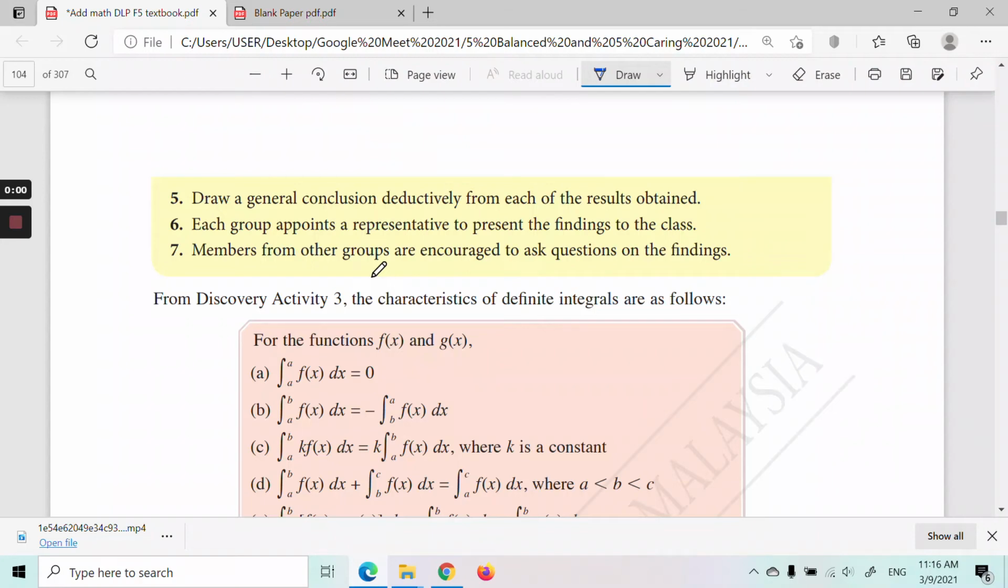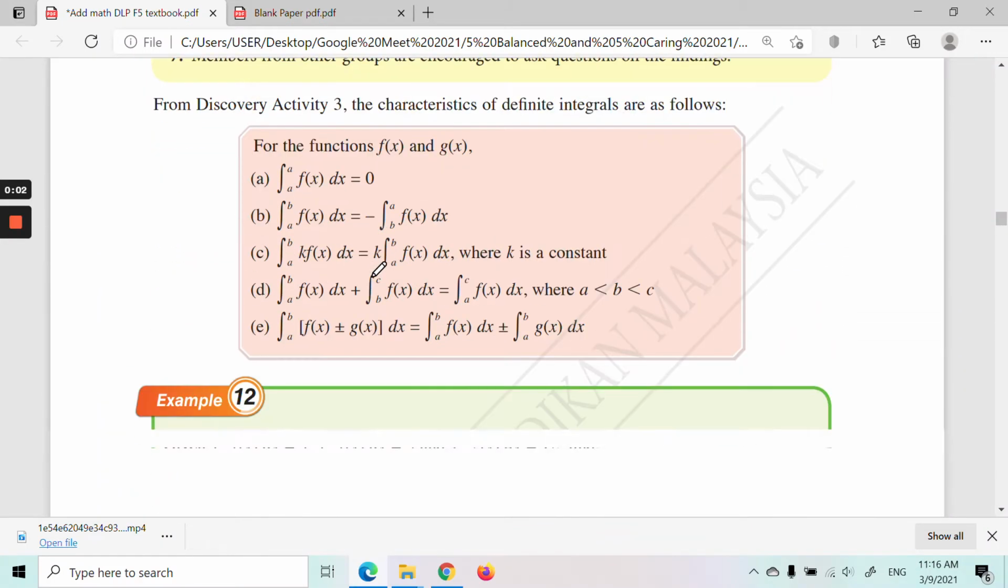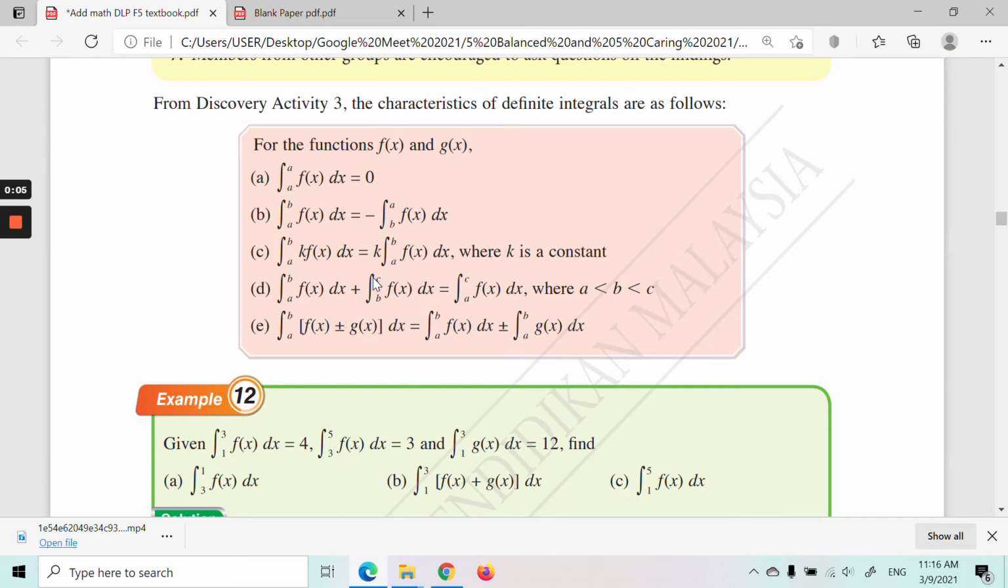Okay, now we'll proceed to the next part of definite integral. In this part you will learn the characteristics of definite integral, or what we call the laws of definite integral. We will have 5 laws here. The first law that you need to know: when you integrate from a to a for any function, you will obtain 0.